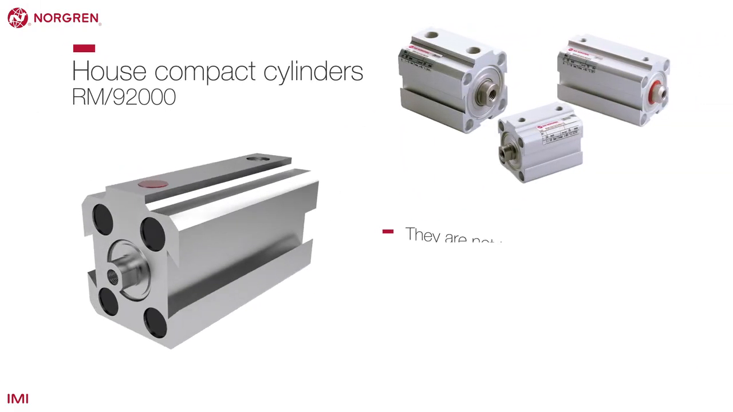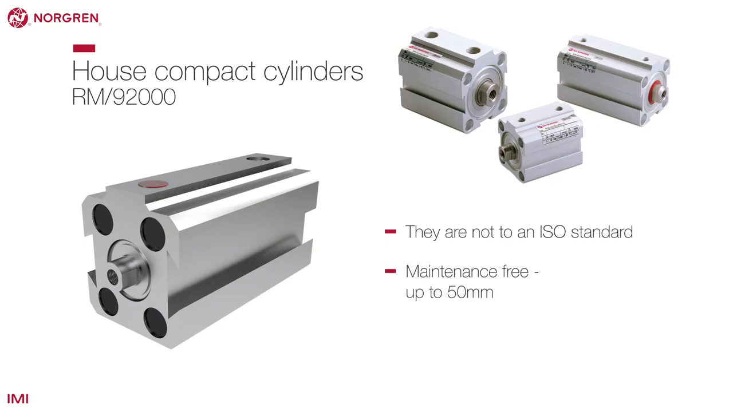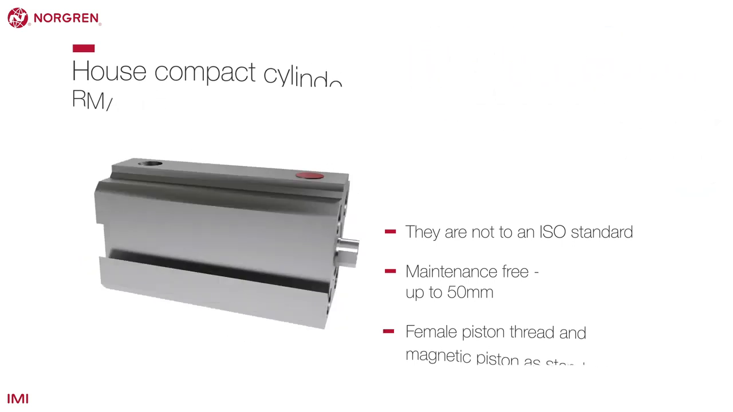Norgren's house range of compact cylinders are available as single or double acting and made from a corrosion-resistant material, allowing for a wider range of applications.